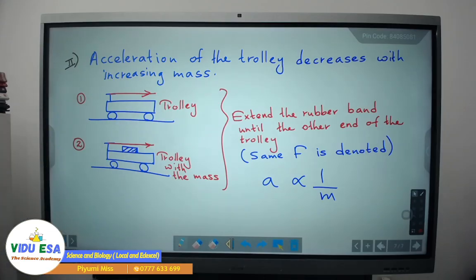Is it clear? Those who are clear, just raise your hands, turn on the videos. If it's not clear, don't raise your hand. If you want a further clarification, just let me know. When we increase the mass and apply the same force, we can see that the acceleration reduces, right? It means that acceleration is inversely proportional to the mass.